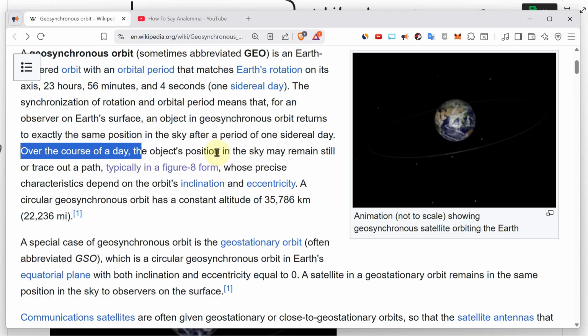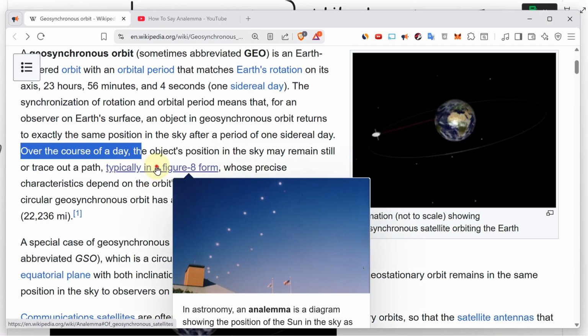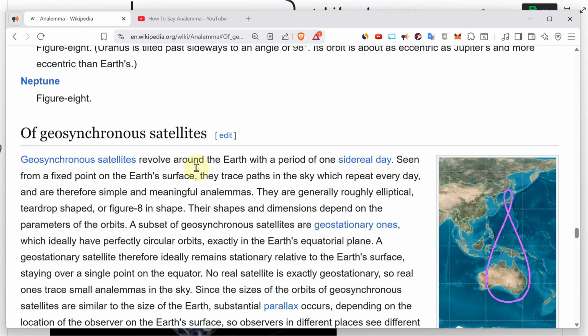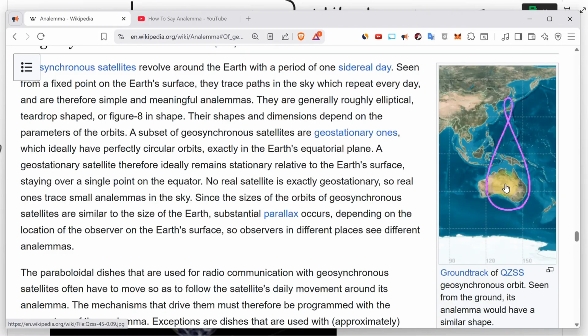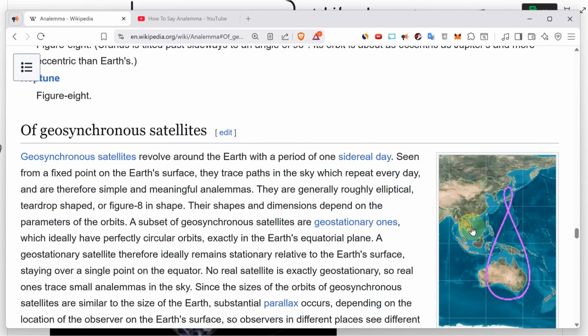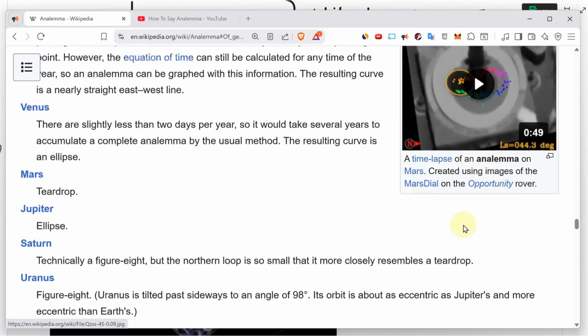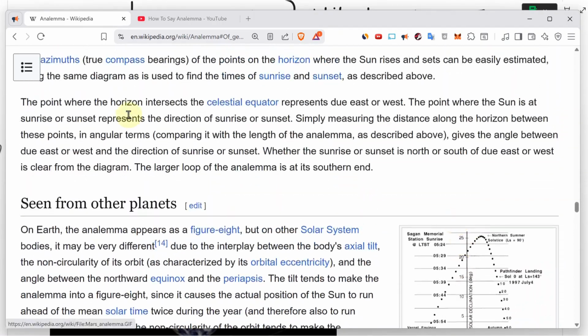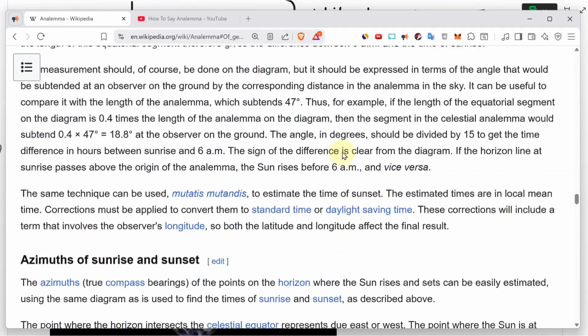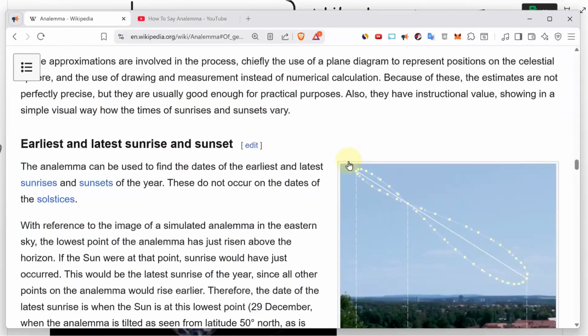And then next thing I'm going to do is click over here. So if I click here, figure 8. The reason it's a figure 8 is, again, as Earth's rotating around, you're going to have a shape like that. This is a geosynchronous shape like a figure 8. And again, these are called an analemma. Let's go back up to here. So you also have that for the sun here.